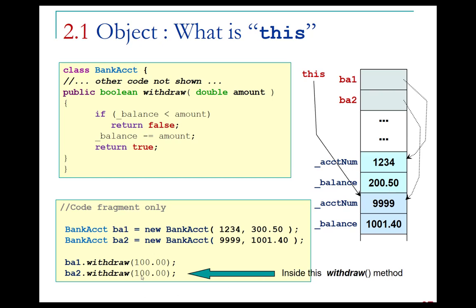The next withdrawal is by ba2. So this actually refers to the other account, which is pointed to by ba2, the account number 9999. So the deduction of 100 is from here, 1001.40 cents, which will give you 901.40 cents.